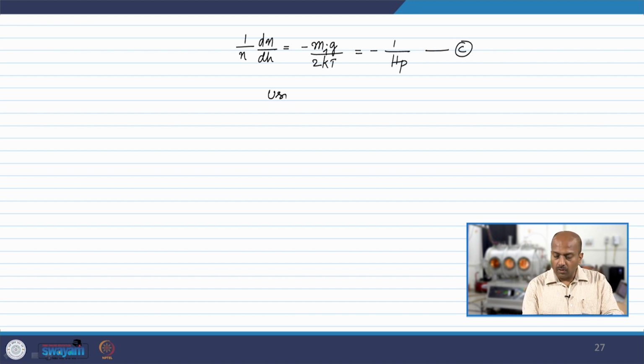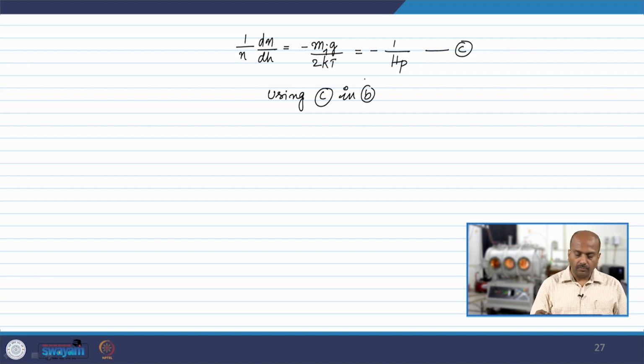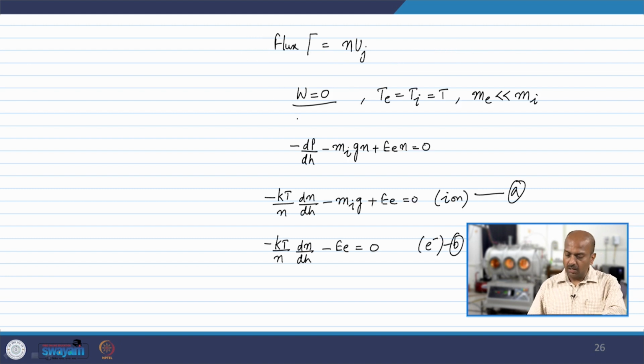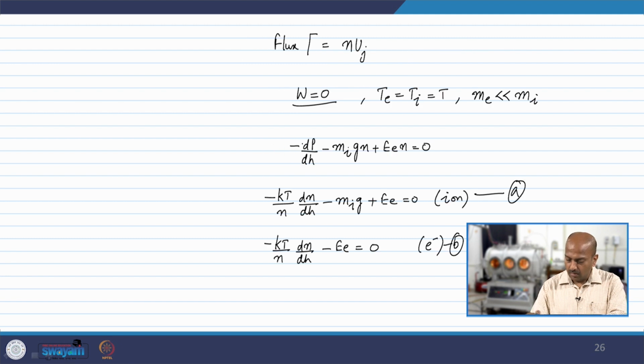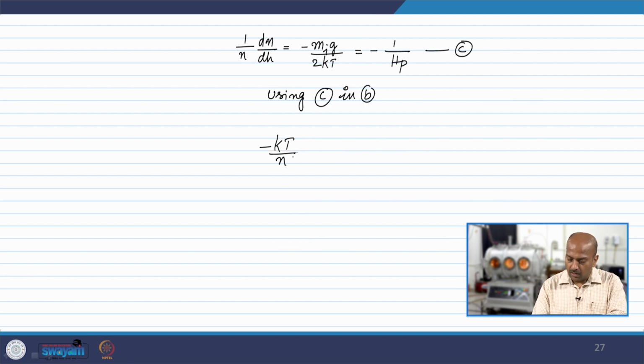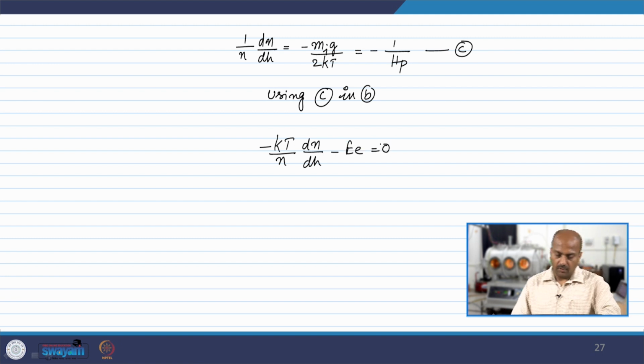Now, we can use equation C in B, the electron equation. Equation B is minus kBT by n dn by dh minus eE equals 0.